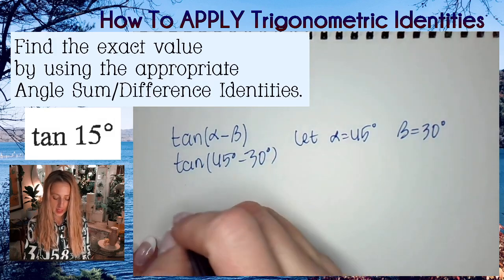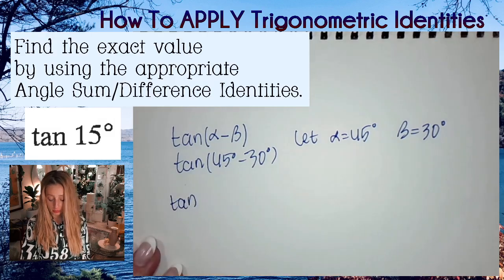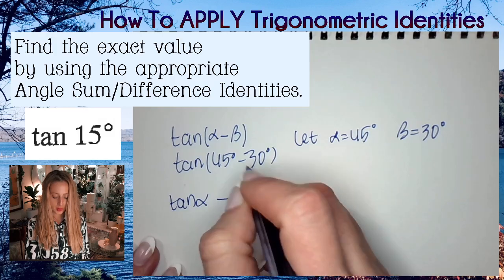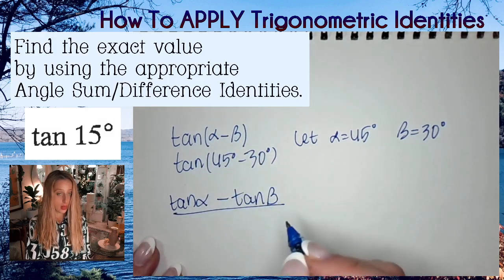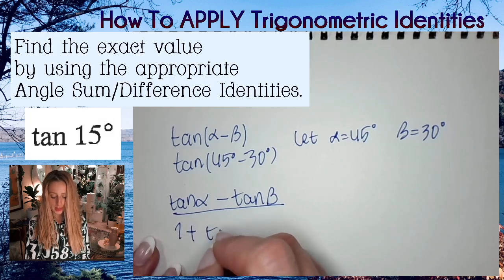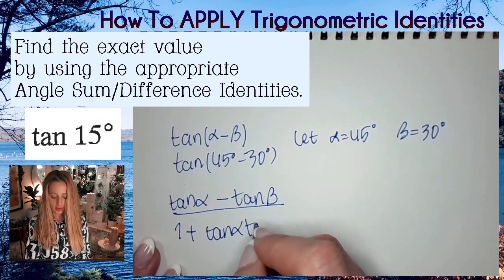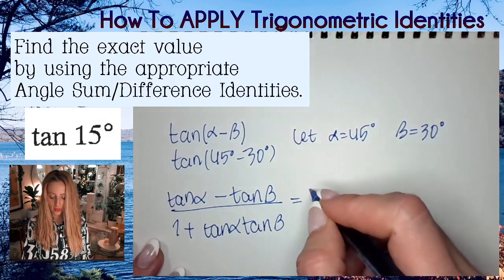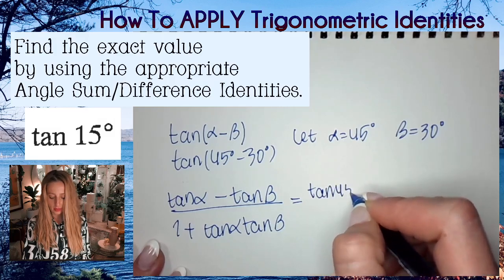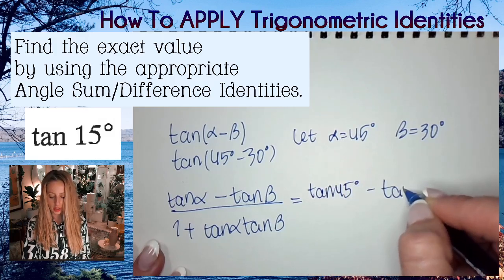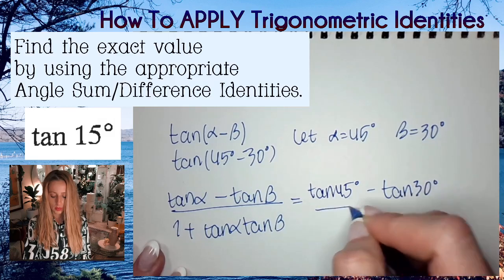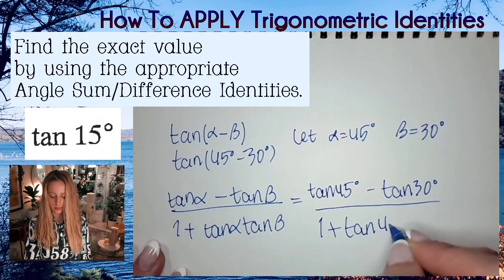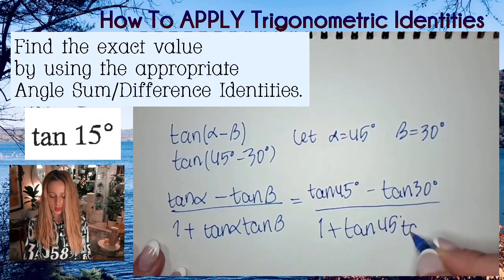Now what's the identity? The identity on the right-hand side of the equal sign is tan alpha minus tan beta. The top keeps the same sign as that. Then the bottom will be 1 plus the product of tan alpha, tan beta, and we're just going to fill in, evaluate, and simplify. So we have tan of 45 minus tan of 30 over 1 plus tan of 45 times tan of 30.